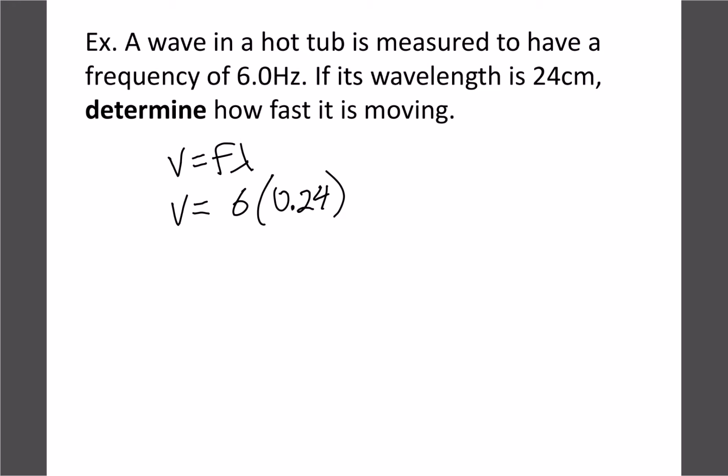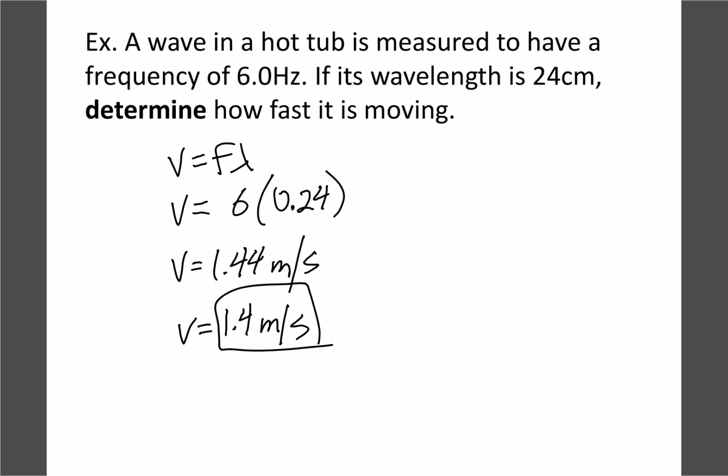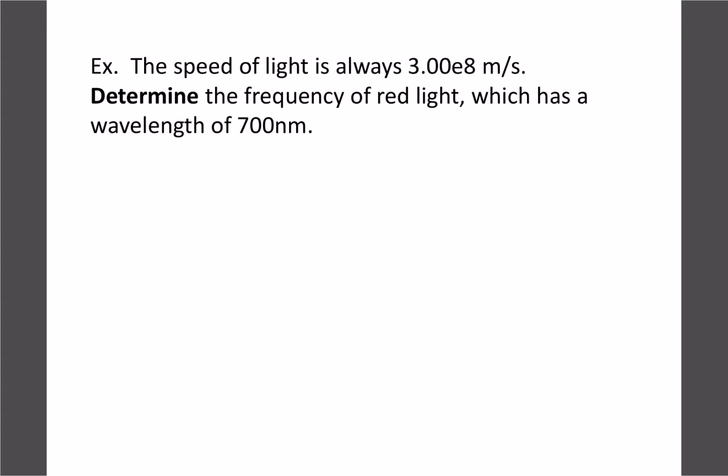And we get 1.44. So that means the speed of that type of wave, in this case a water wave, would be 1.4 meters per second. So just like anything else we've been doing, make sure we track our units properly in meters and seconds, things like that. And I guess in this case we could even round it to 2 sig digs. So we'd get 1.4 would be good enough.